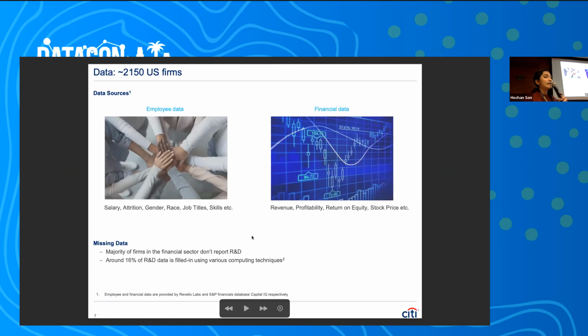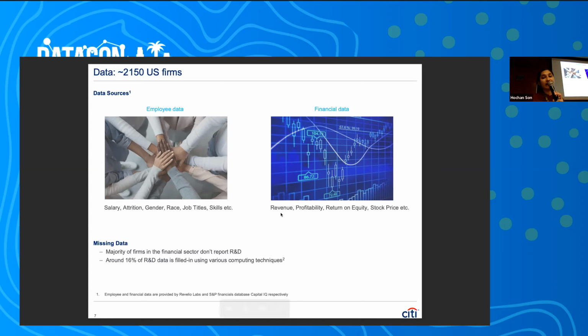So let's talk about the data. As I said, we collect the data from two different vendors. First is the employee data, which we get from Revelio Labs. They provide us data on employee salary, attrition, gender, race, job titles, skills, etc. How do they get this data? Companies don't provide it. They collect it from LinkedIn job profiles. They scrape this data for all the public firms across the US, structure it in a way that is handy and ready to use, and give that data to us.